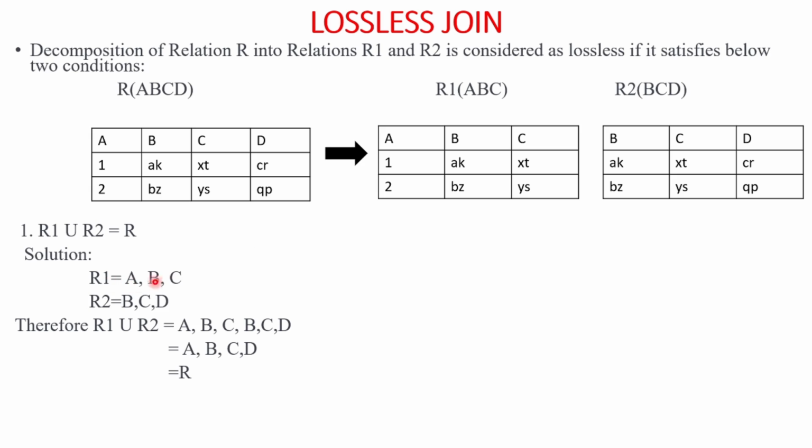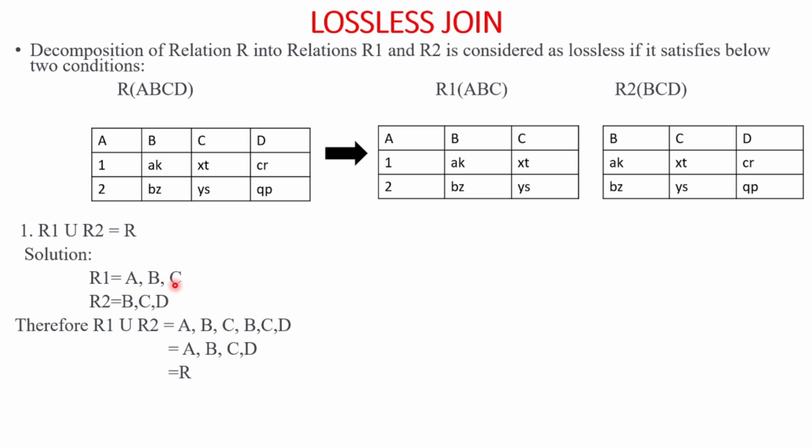So R1 equals ABC and R2 has the set BCD. So R2 has attributes B, C and D, so R2 equals BCD. So what is R1 union R2?